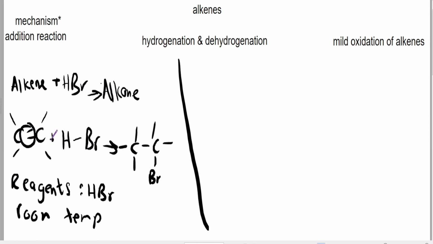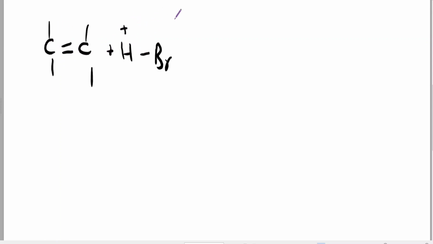This double bond is sp2 hybridized. And the pi bond in the double bond breaks and becomes sp3 hybridized. Now, you need to know the mechanism for addition reaction of the alkene with HBr. So H is positively charged, bromine is negatively charged. This has 2 electrons between the bond.